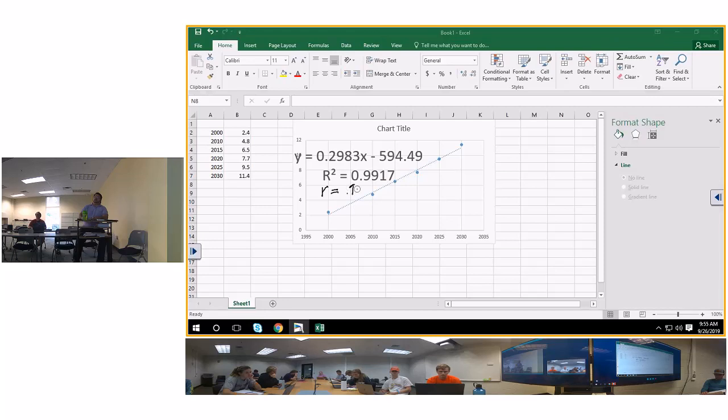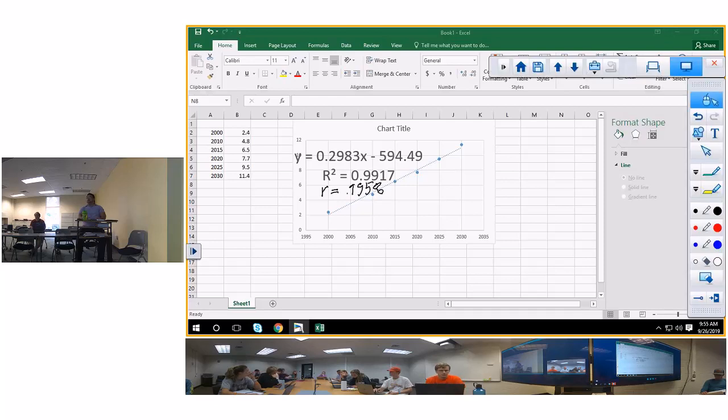0.9958. That's as close to 1 as you can get. So there is a linear correlation here. So yes, I don't know what the question's asking, but that's pretty much how you do it.